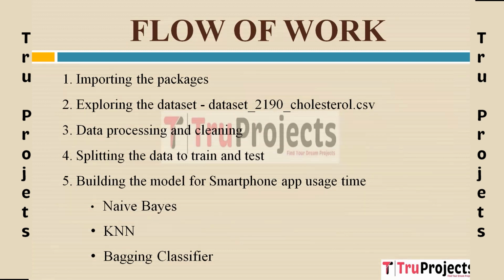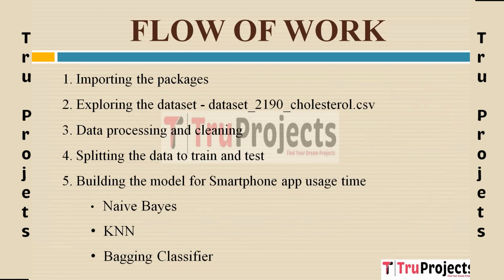And the second module is exploring the dataset. Dataset 2190 cholesterol.csv. Here the project begins by loading and examining the dataset named dataset 2190 cholesterol.csv. This step includes exploring the dataset structure, inspecting the data values, and gaining an initial understanding of its content.